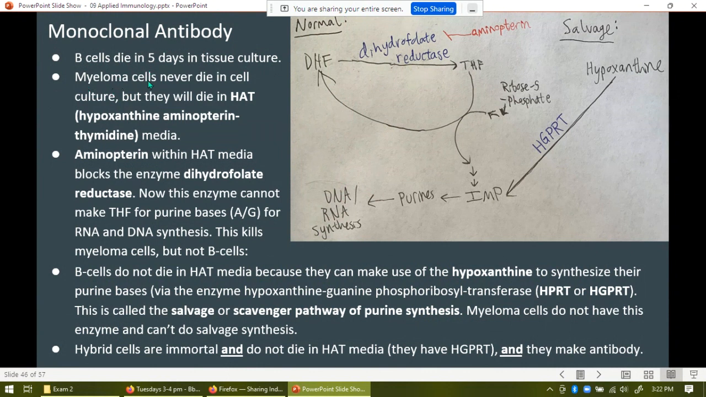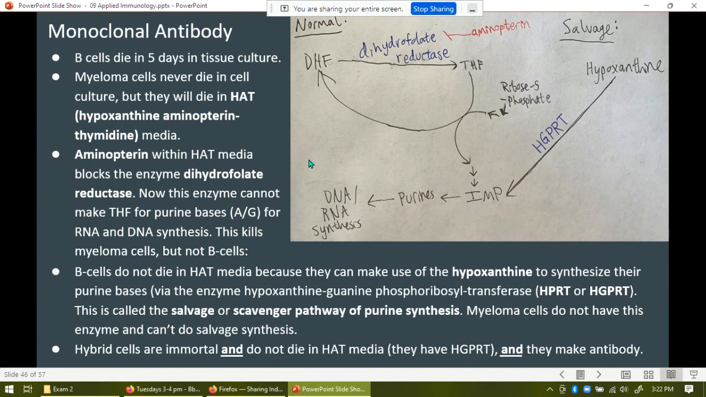However, you know that myeloma cells never die in cell culture. They never die in cell culture, but if you place them into HAT media, which is hypoxanthine aminopterin thymidine media, they do die. The thing is, B cells are resistant to the HAT media because they can do this really cool salvage pathway where they take the hypoxanthine and they convert it into the precursors for the purine synthesis.